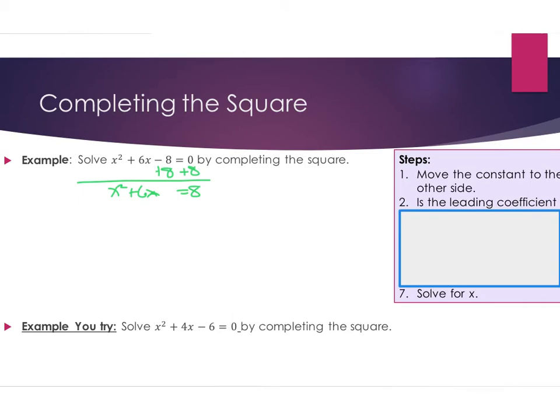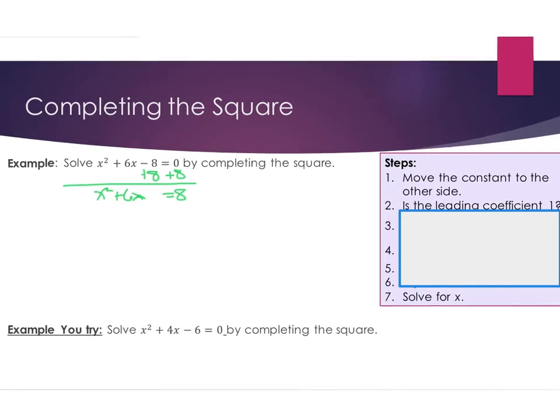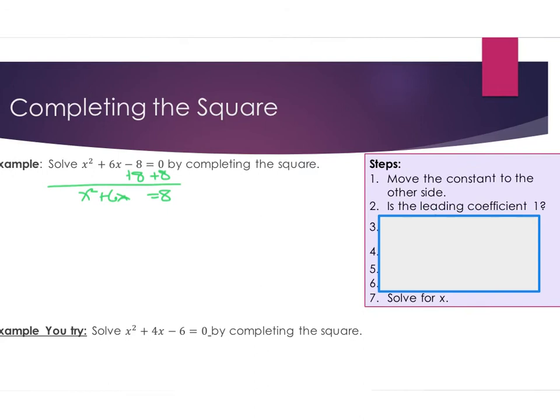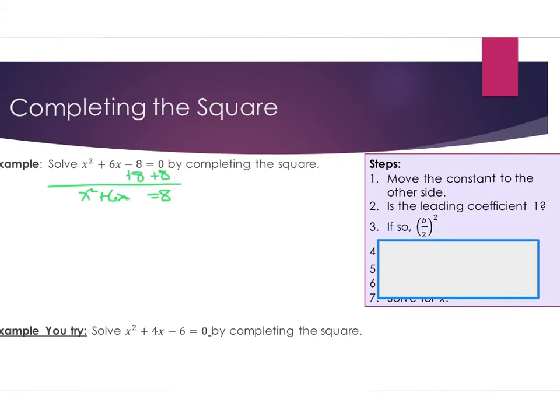The next thing we will do is ask ourselves, is the leading coefficient 1? Well, in this case, we have a 1x squared, so we are good to go there. Then the next step is we're going to do b divided by 2 and square it, meaning we take that 6 divided by 2 and square it, which is 3 squared, which is 9.